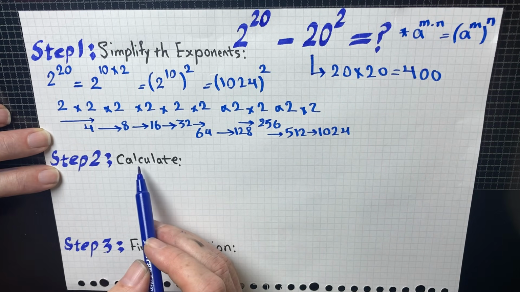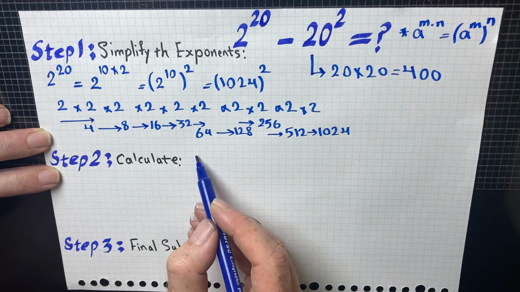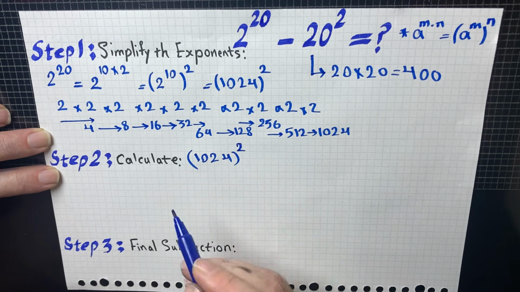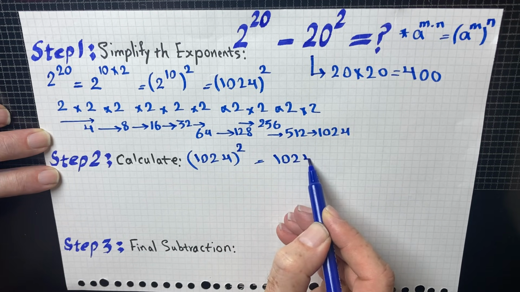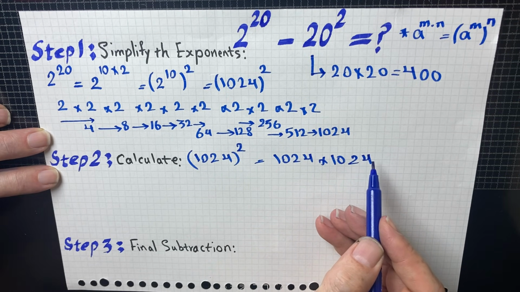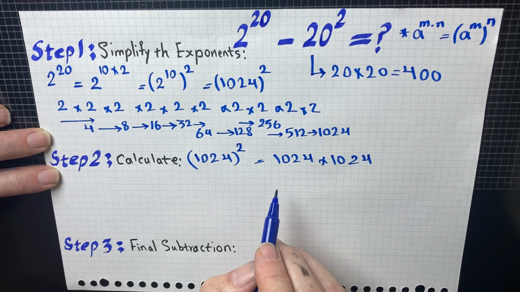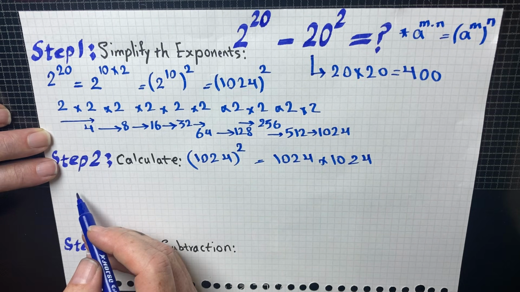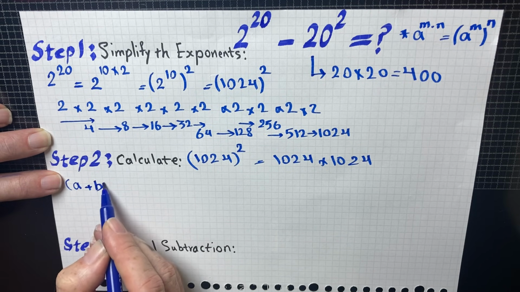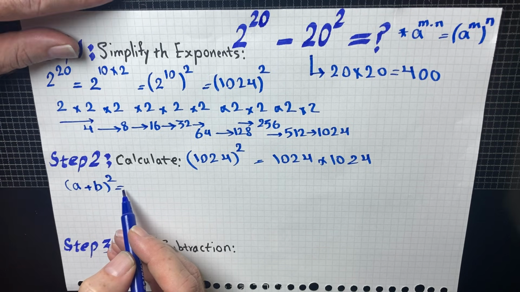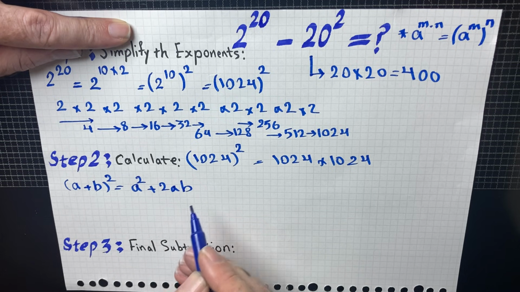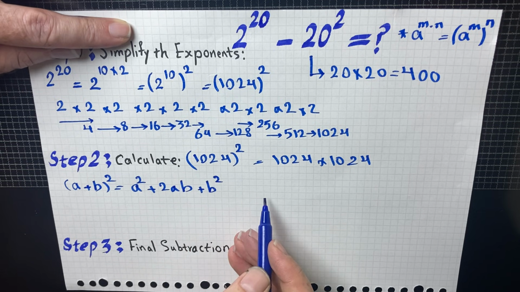Step 2, we are going to calculate what? This number, 1024 to the power of 2. So it is going to be 1024 times 1024. Again, this is a large number. I'm going to break it down into simple steps. How? By using an algebraic identity. This one: a plus b raised to the power of 2 is the first term squared plus twice the product of the first term and second term plus the second term squared.